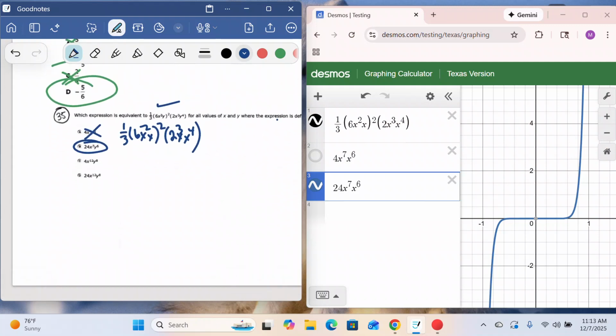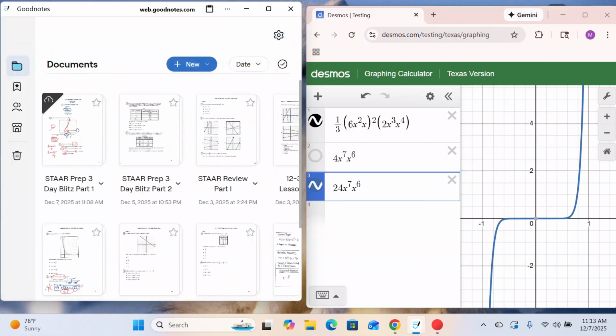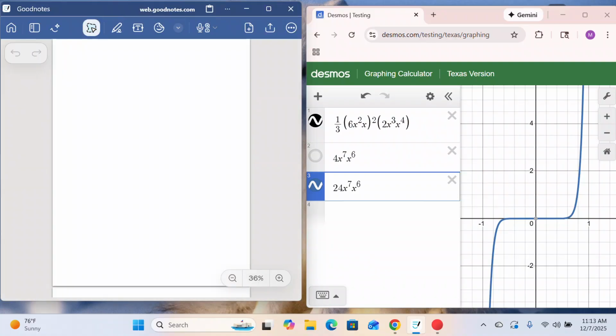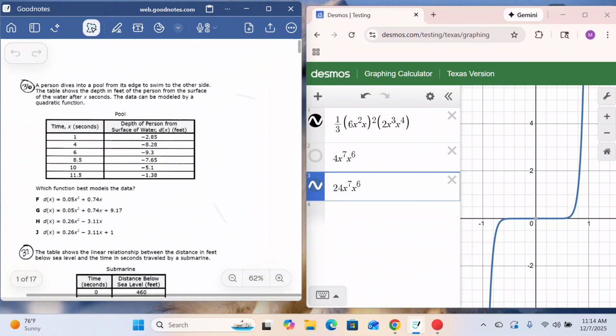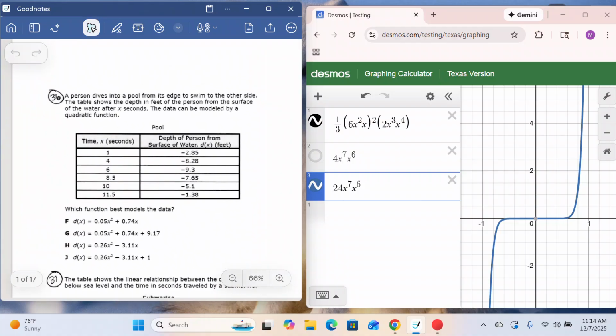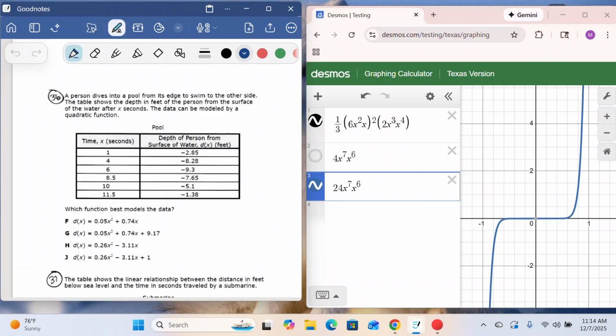So that concludes part 1 of the 3-day blitz. I'm going to go ahead and move on to part 2 of the blitz. So once again, I have number 36, and this gives you a lot of information, but the important information that we have to know is that it is a quadratic.